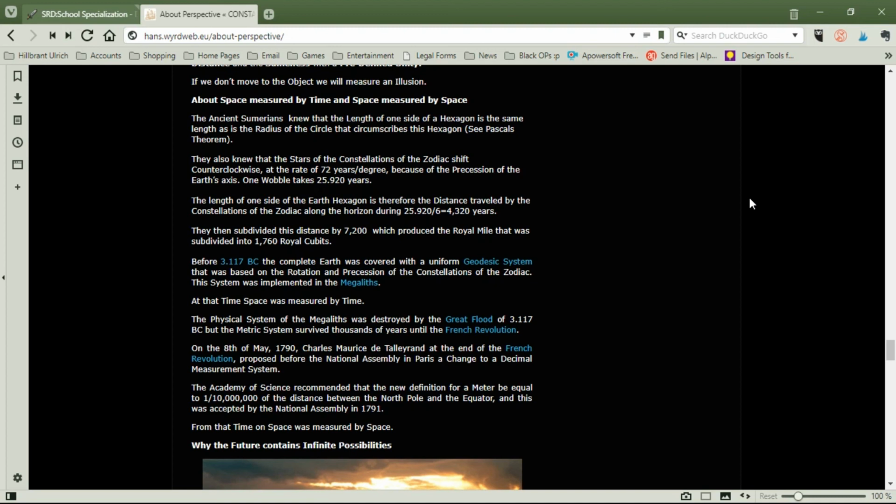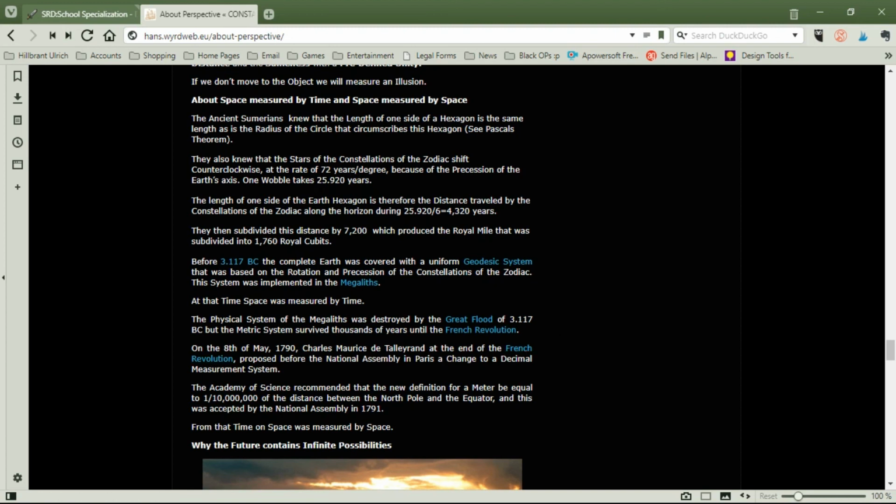The length of one side of the Earth hexagon is therefore the distance traveled by the constellations of the zodiac along the horizon. They then subdivided this distance, and that's how they measured time with the constellations. And it says right here, at that time, space was measured by time. So humans at that time measured space by the movement of the constellations, movement by time.